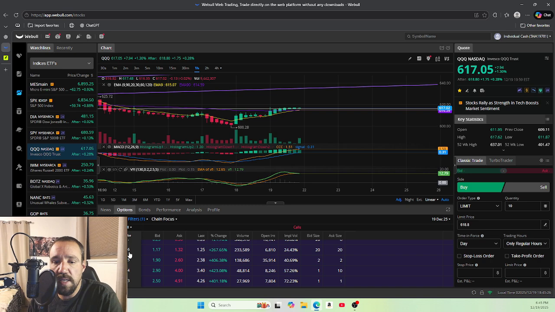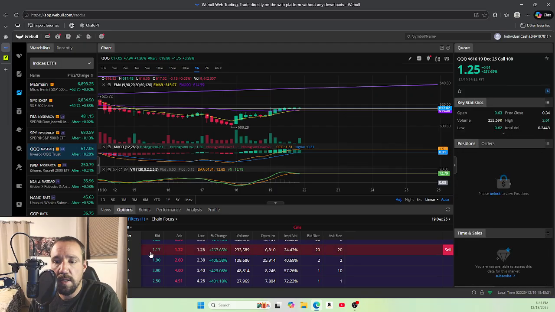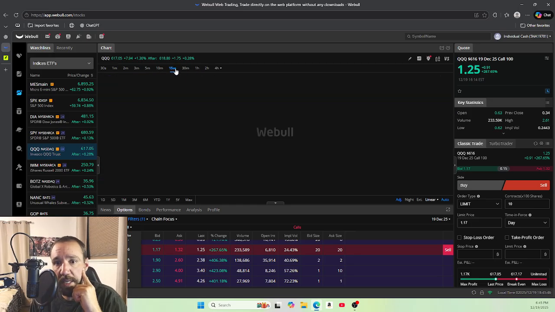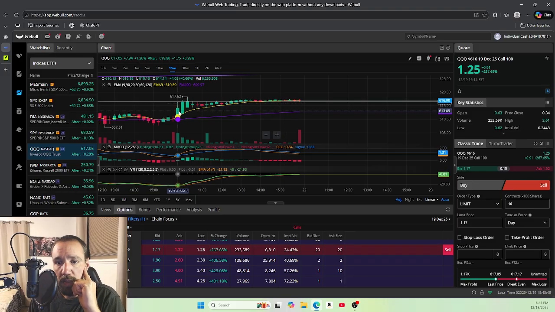This 616 is what I bought. Let's see if it'll bring it up. No, it's not going to bring it up. Okay, so let's try to get into what was the opening today. We want to come into like a 15-minute chart so we can get a little bit closer. This was the opening move up.